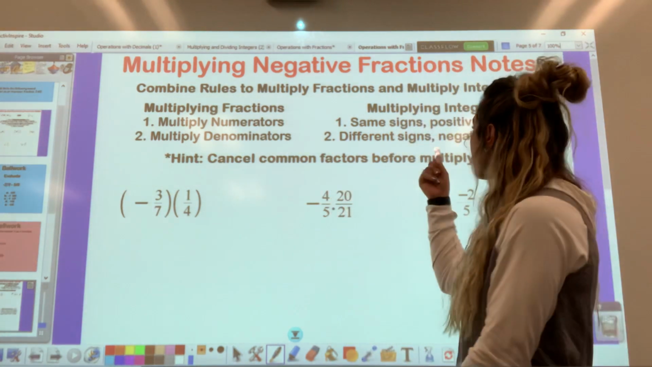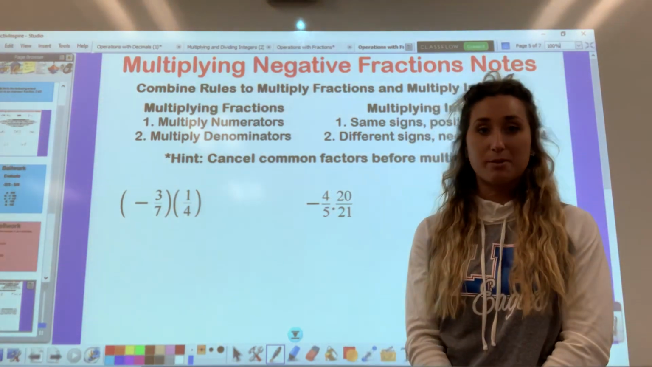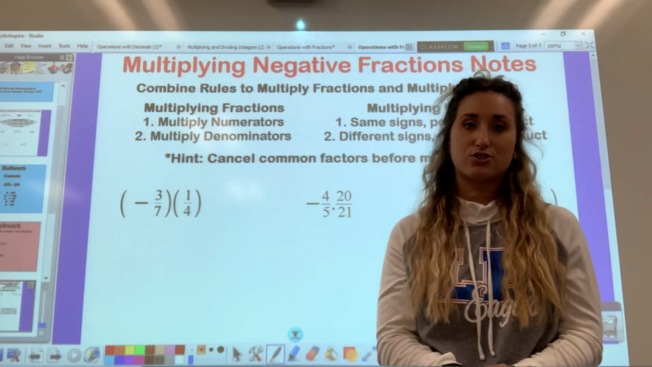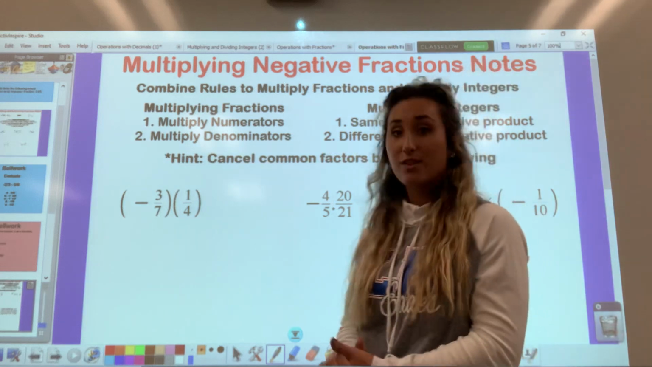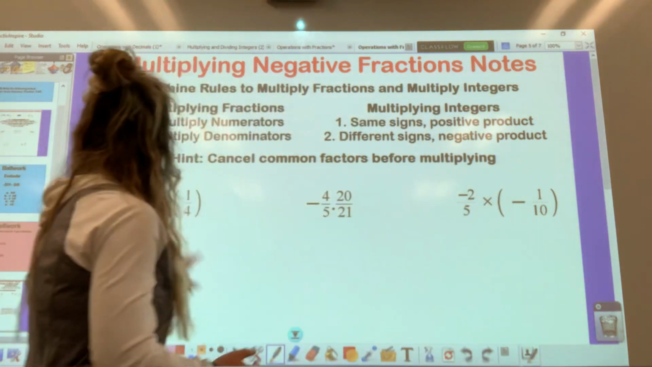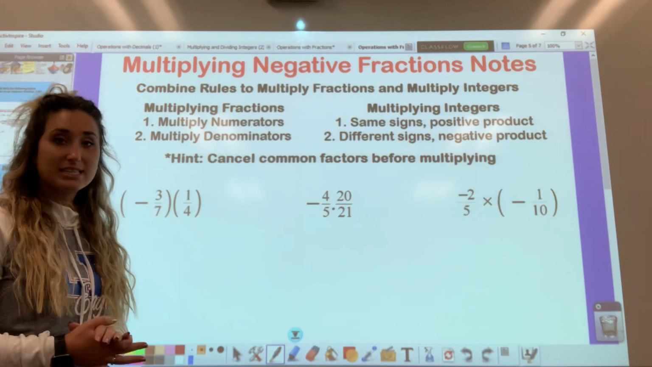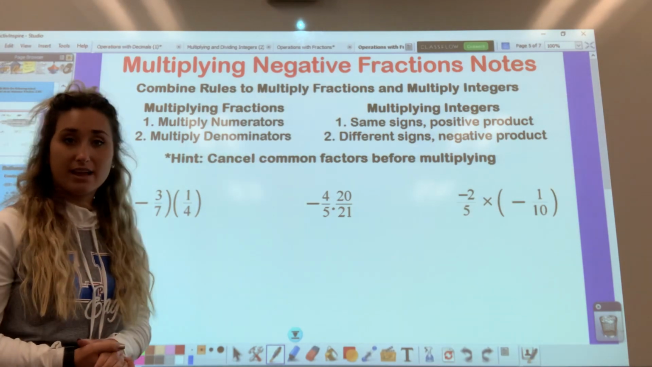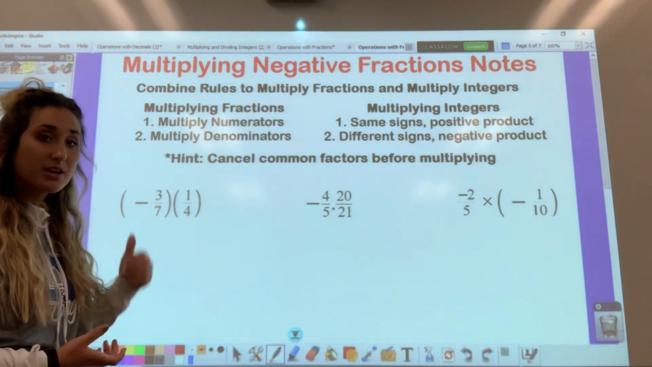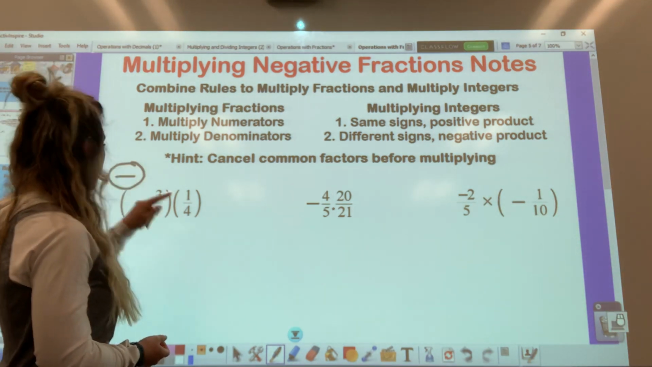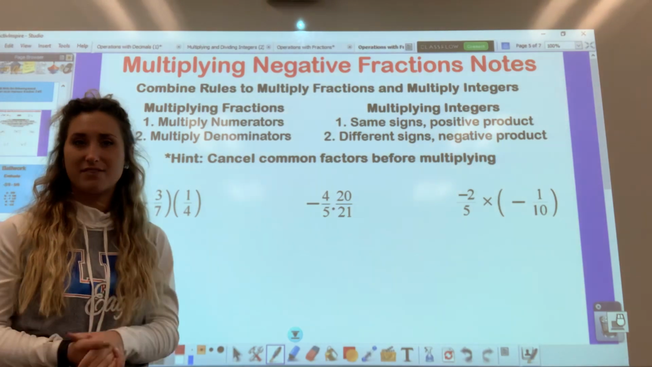So combining those rules with how we multiply integers, remember a negative times a negative is a positive, and then if it's one of each, then your answer is negative. So let's just get to it. Just like we did with multiplying decimals, I like to decide whether the answer will be positive or negative right off the bat. So here we have a negative times a positive, meaning our answer will be negative, and then we can just kind of ignore it until the end.